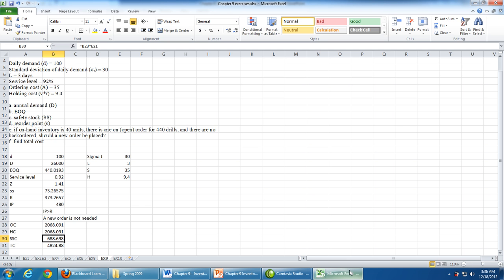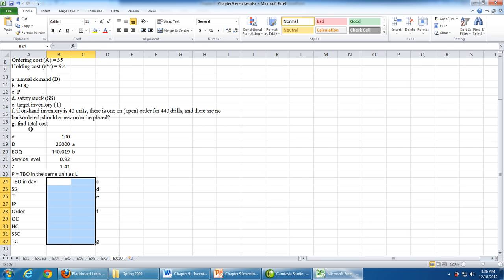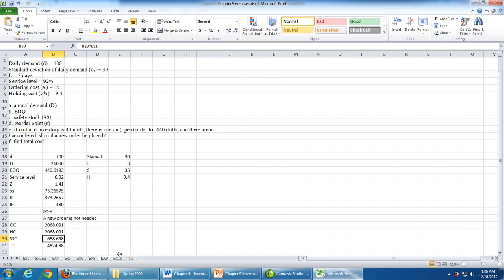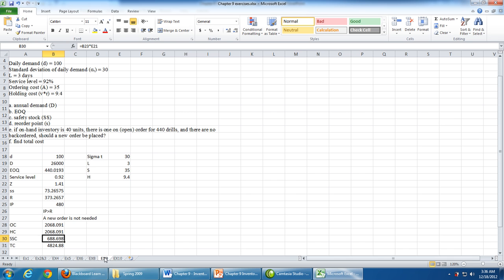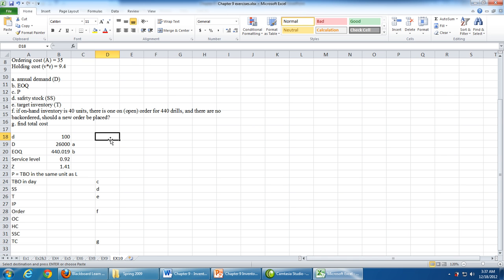On example 10, you can see that example 10 and example 9 are the same example, so let me copy that. We can start the same way by finding EOQ. But the P system differs from the Q system because the P system requires P, or time between orders, in units of lead time. Time between orders in a unit of lead time is the reviewing period P.